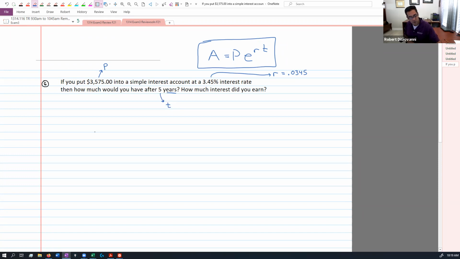So to figure out how much would be in the account, we need to do P e to the RT. P for us is 3,575. E to the R is 0.0345 times T, which is 5. And I talked about last class how you can type all of that into your calculator at one time using that E key.